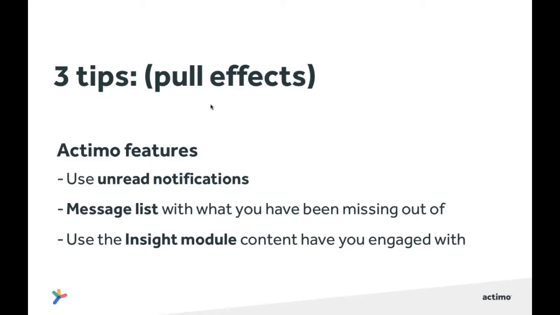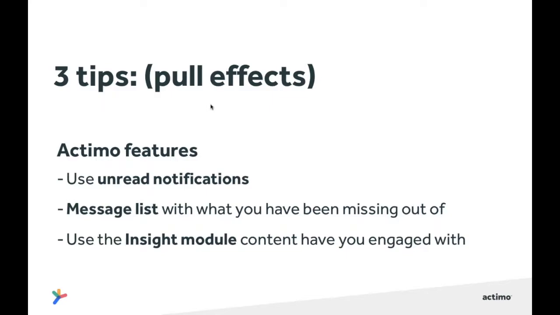The next part will be about the pull effect that we have in Actimo, and this is using some of the Actimo features that have been designed for that specific purpose. The first one we'll take a look at right after here is what we call unread notifications. You know this from social media and other apps that you might have available. The second one would be a message list. This is a feature in Actimo where you can compile other messages as a list view in the message that you're trying to show, and this is a great way to let people access some of the messages that they might not have seen before.